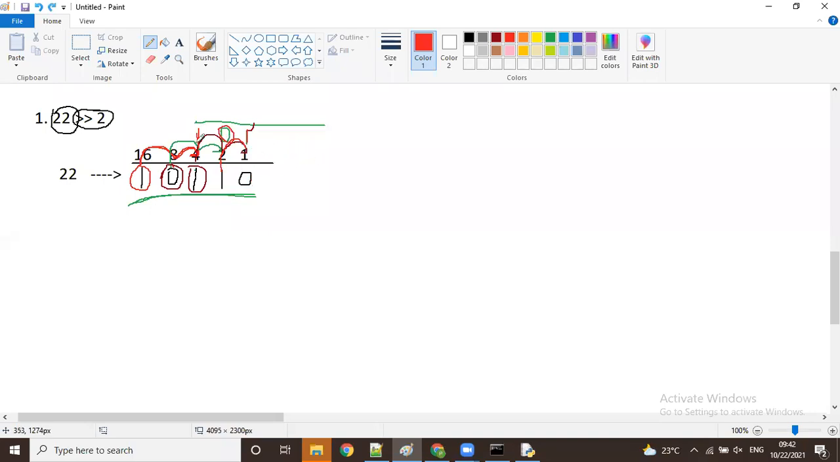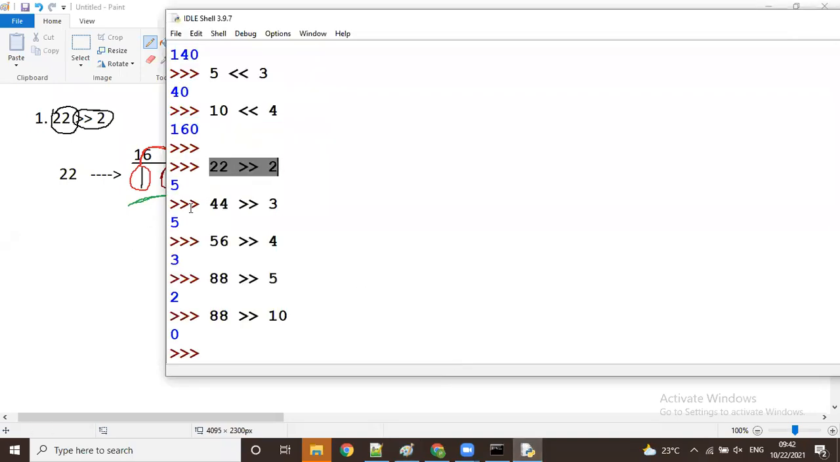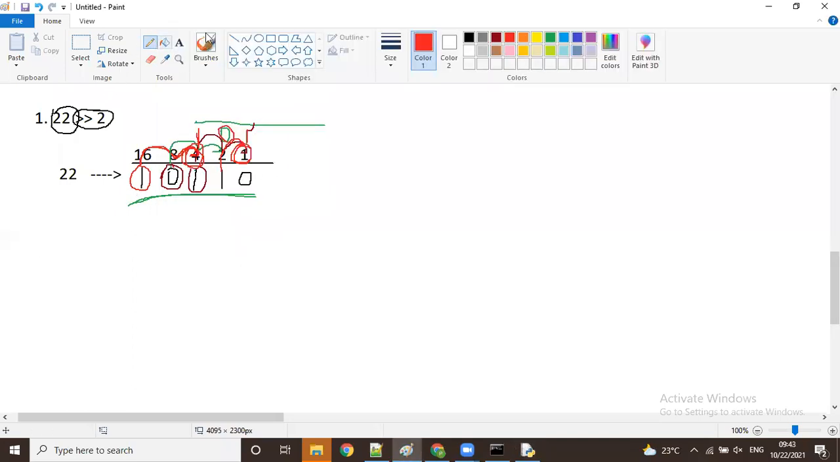On conversion, where is the 1? At 4, 1 is there. At 1 also 1 is there. 4 plus 1 is 5. So output 5 came, guys. All of you are clear, right? Everybody? Let me know, guys.